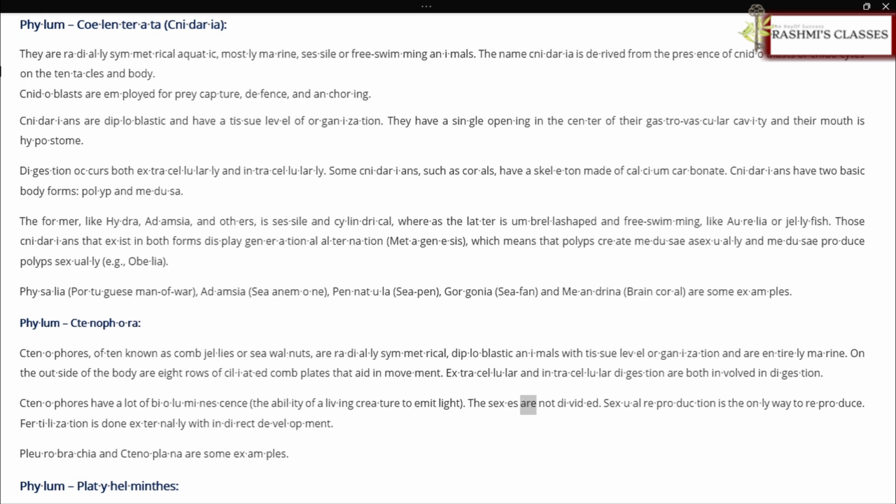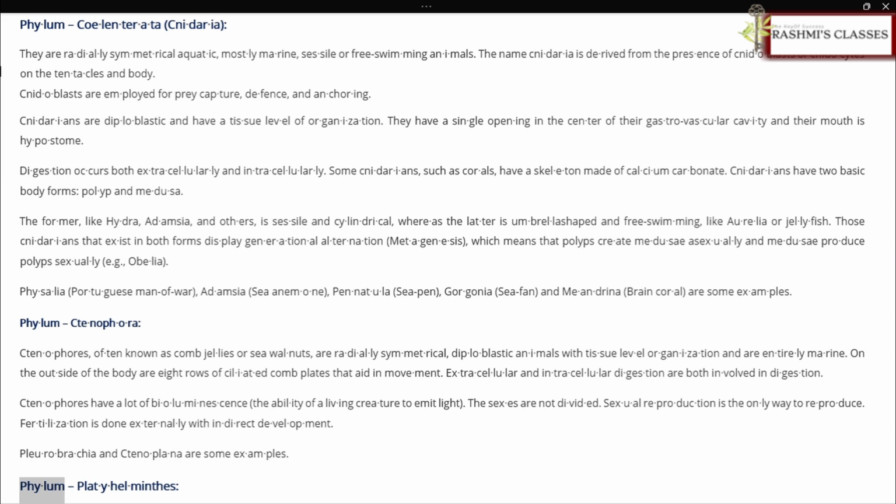The sexes are not divided. Sexual reproduction is the only way to reproduce. Fertilization is done externally with indirect development. Pleurobrachia and Ctenoplana are some examples.